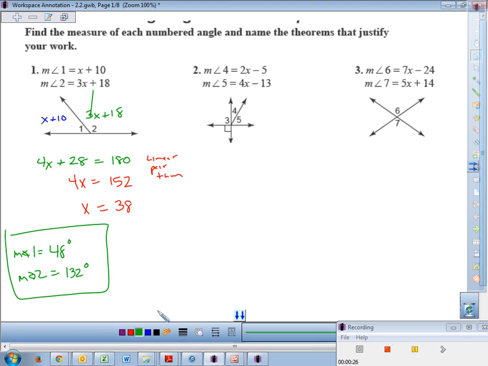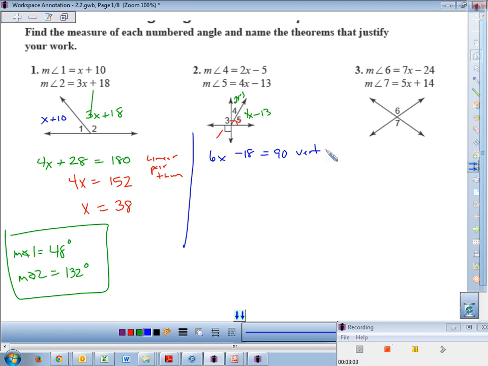Cool. Next one. The measure of angle 4 is 2x minus 5. Put that in there. The measure of angle 5 is 4x minus 13. Putting it in the picture. Then let's think. Since this angle is 90 degrees and this is vertical to it, shouldn't that angle be 90 degrees also? So let's add those together. How many total x's do we have? 6x, and then constant-wise we have negative 18. That'll equal 90.